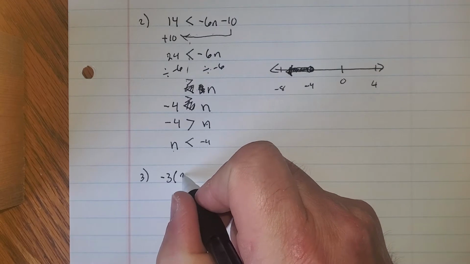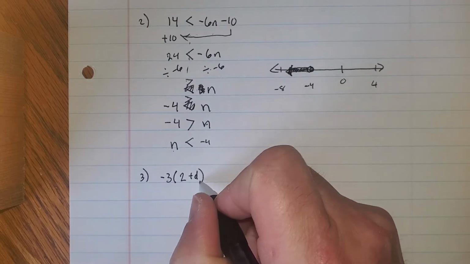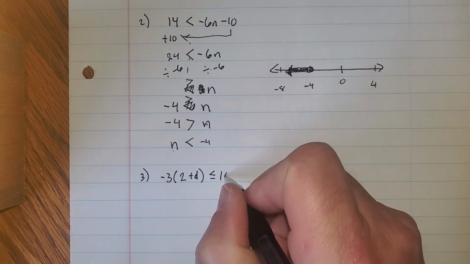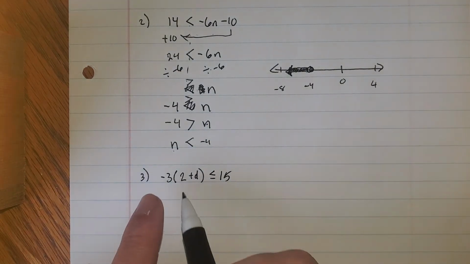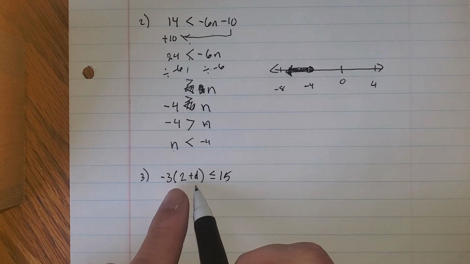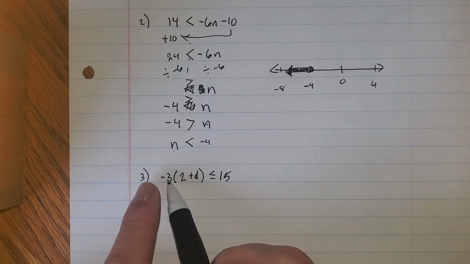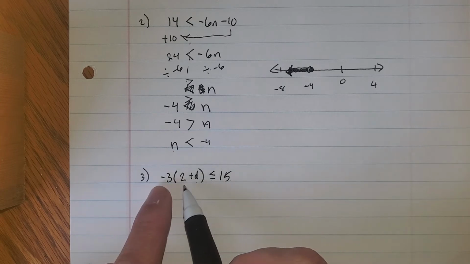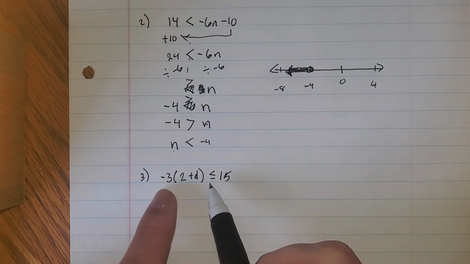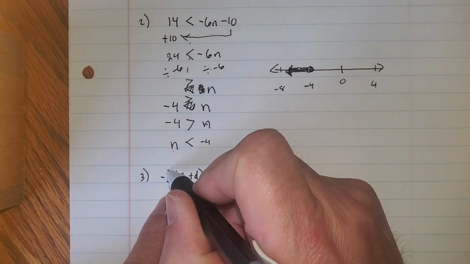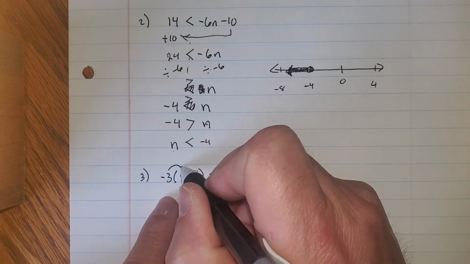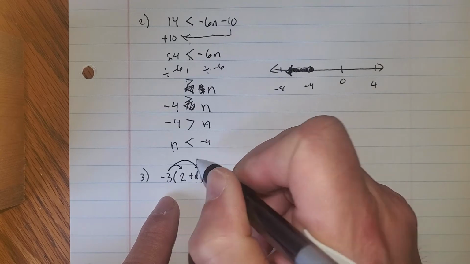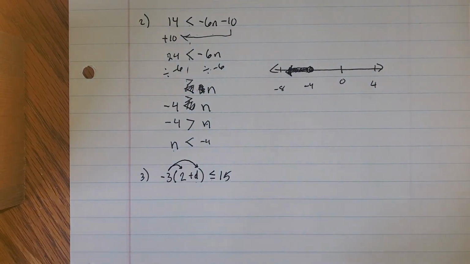is 2 plus d is greater than 15. So if I'm going to read this, I'm going to read -3 times the quantity 2 plus d is less than or equal to 15. I've got 2 different things I can do here. I think the one that makes the most sense to most people is just using the distributive property and multiplying -3 to both of those terms.